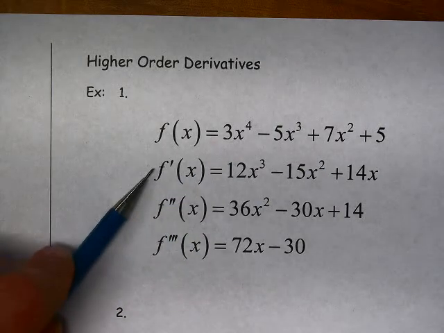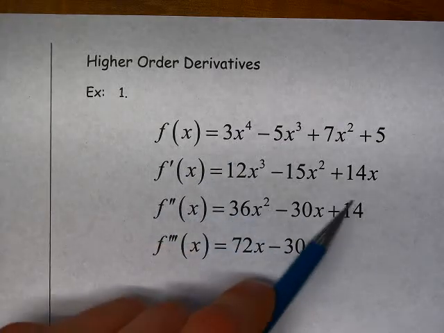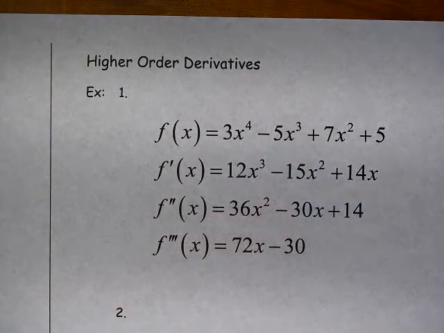So I take the first derivative, I have f prime. I get 12x cubed minus 15x squared plus 14x. Of course, the derivative of that 5 is just 0, so there's nothing there at the end of this derivative.